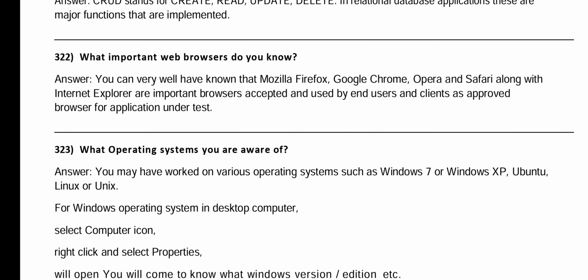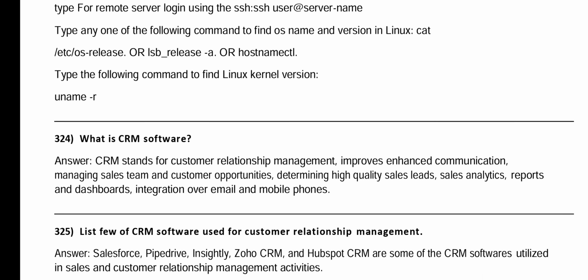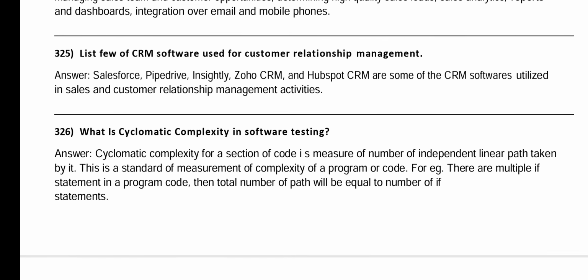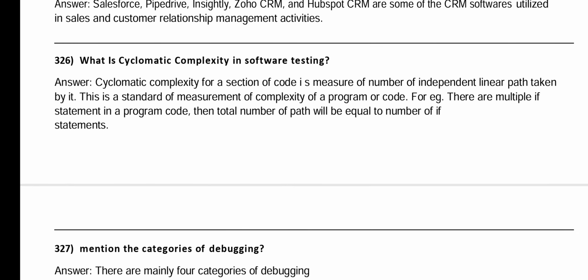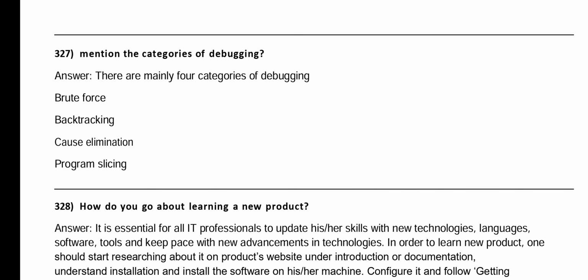What are the important web browsers you know? What operating systems are you aware of? What is CRM software? List a few CRM software used for customer relationship management. What is cyclomatic complexity in software testing? Mention the categories of debugging.